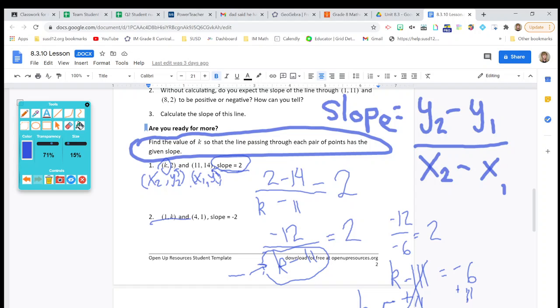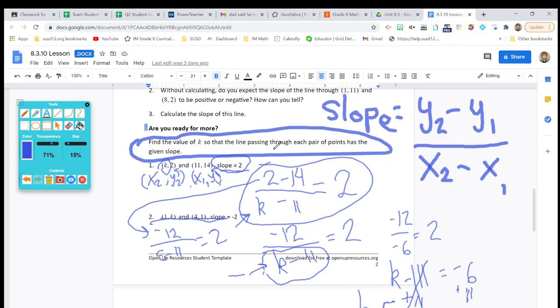Let me prove it to you. Just forget about that. I'm still on this one here. So let's do it. Remember, this is our equation for slope that we found. Let's put in 5. So 2 minus 14 is negative 12. And then 5 minus 11. Let's check this. There we go. We get negative 12 over 5 minus 11, which is negative 6. Negative 12 divided by negative 6 equals 2. Ding, ding, ding. Phew, we got it.